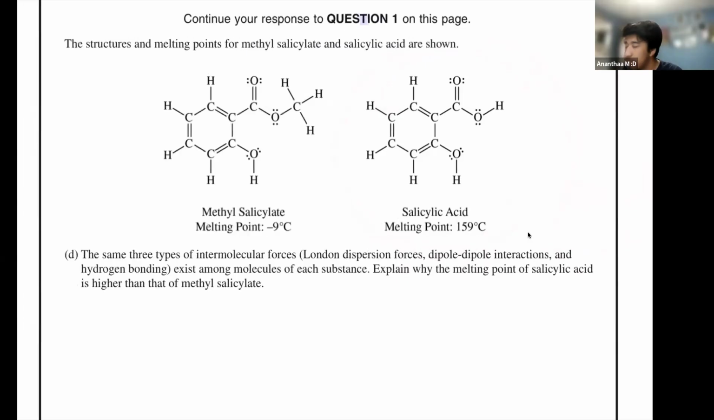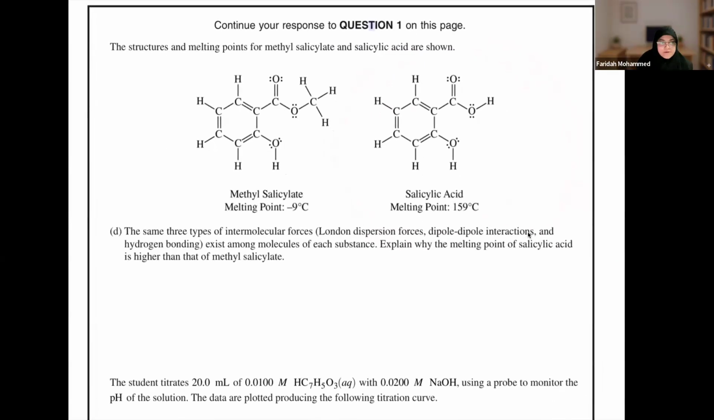Okay, everyone makes sense? So the way you can grade, first you're going to say that salicylic acid has more hydrogen bond sites. Second, you're going to say because of that, the intermolecular force is higher or stronger, which causes the melting point to be higher.